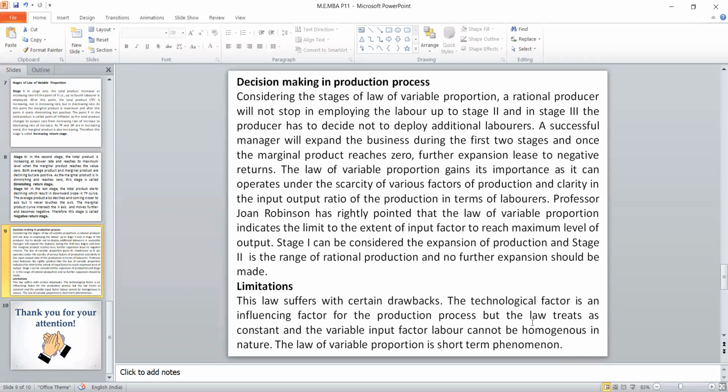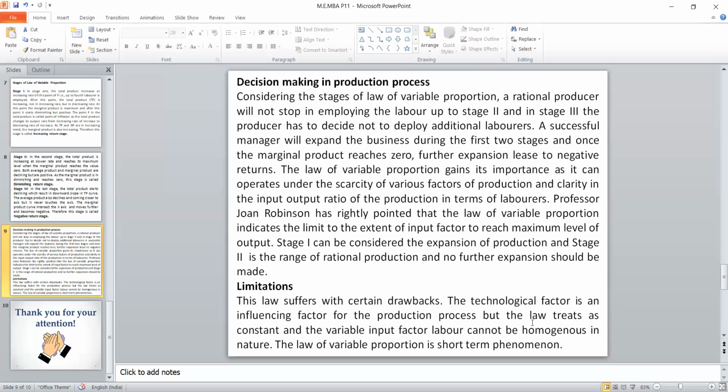But this particular theory has a lot of shortcomings. Shortcomings in the sense, we say it is a limitation. First of all, they treat the technology as constant. This is not a right thing, because technologies keep on improving. The other thing is, only one input will be variable, other inputs will be constant. This is an unrealistic assumption. And thirdly, labor cannot be homogeneous. One man's skill is never equal to another man's.